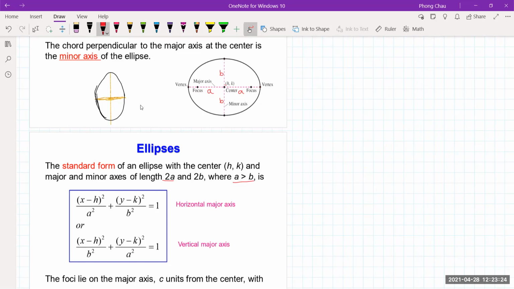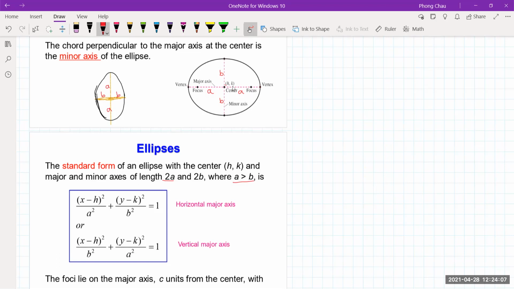If we have the vertical major axis, you see that the formula looks the same, with a squared and b squared swapped in the denominators. And then for the vertical major axis, a is actually that distance here, and that is the a. And then here's the b, and that's the b. Okay, so you see the location changed a little bit. The a squared is under the x when you have a horizontal major axis, and the a squared will be under the y if you have the vertical major axis.